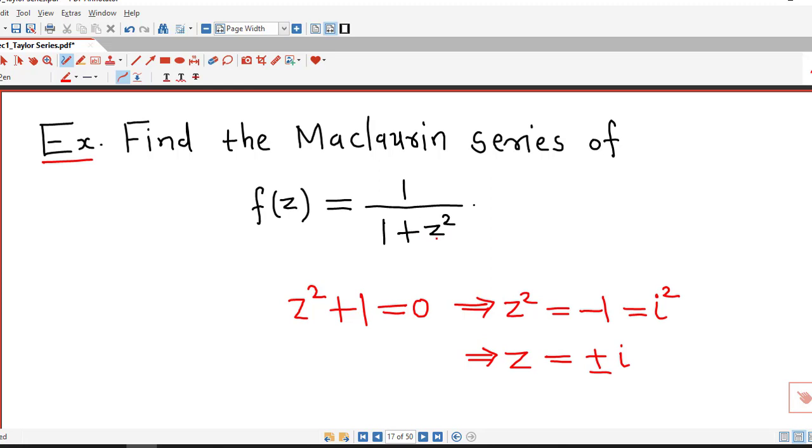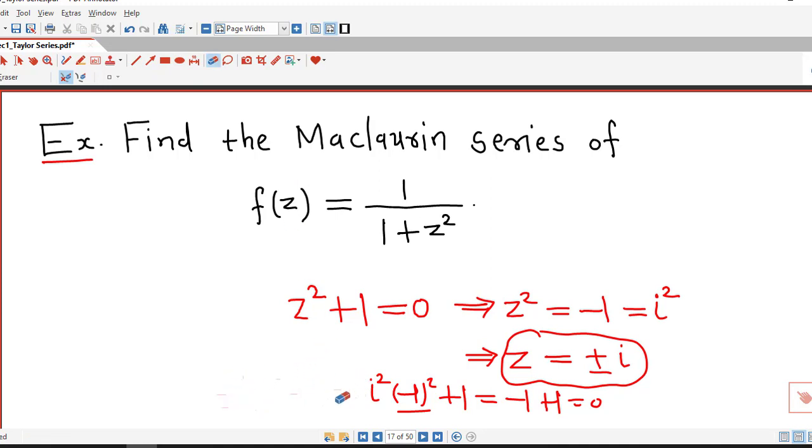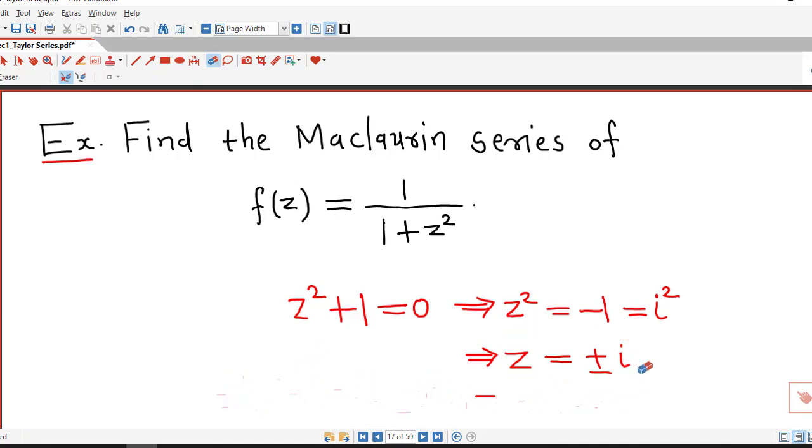Suppose I put z equal to i, I will have i square, which is minus 1, and minus 1 plus 1 is 0. And if I put z equal to minus i, then minus i square plus 1, that is going to be i square into minus 1 square plus 1, this is 1 and i square is minus 1. Okay, so for z equal to plus or minus i, this denominator becomes 0. So this function is not analytic at z equal to plus or minus i.